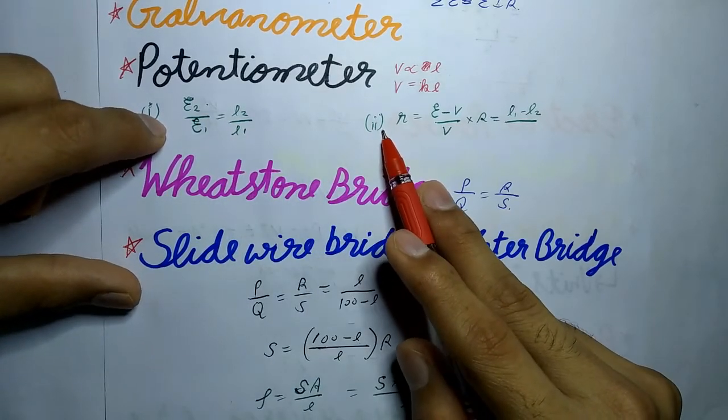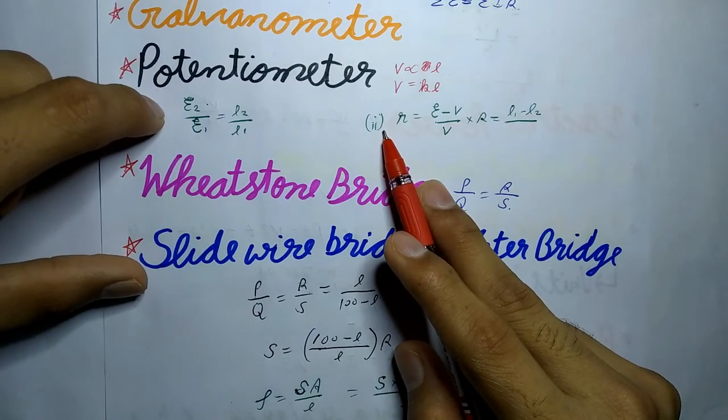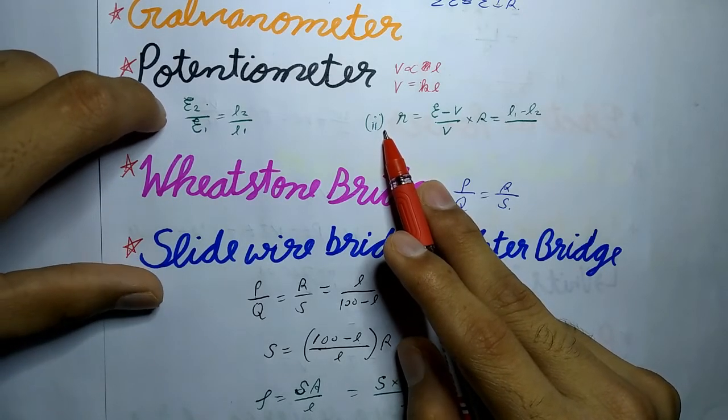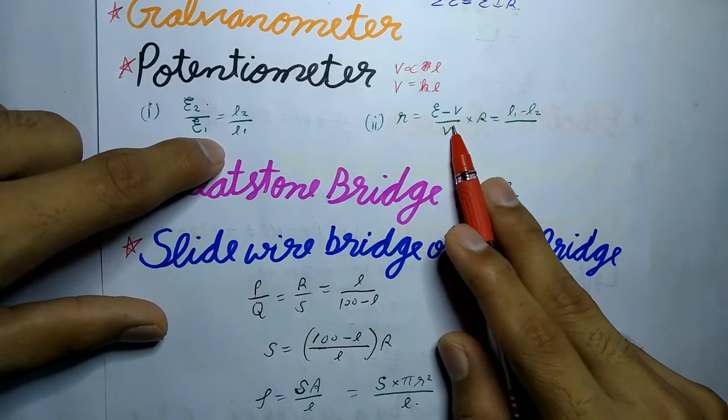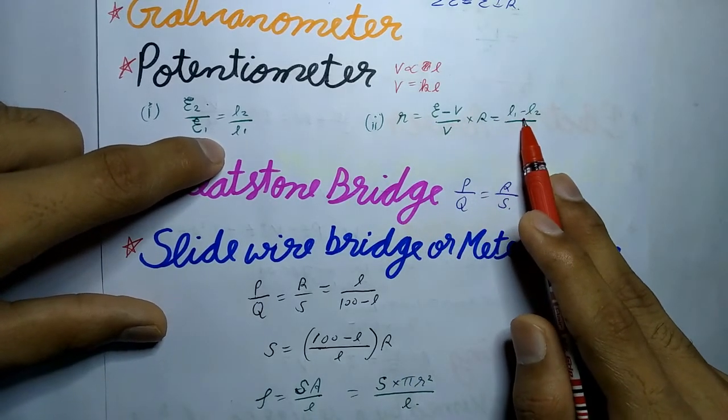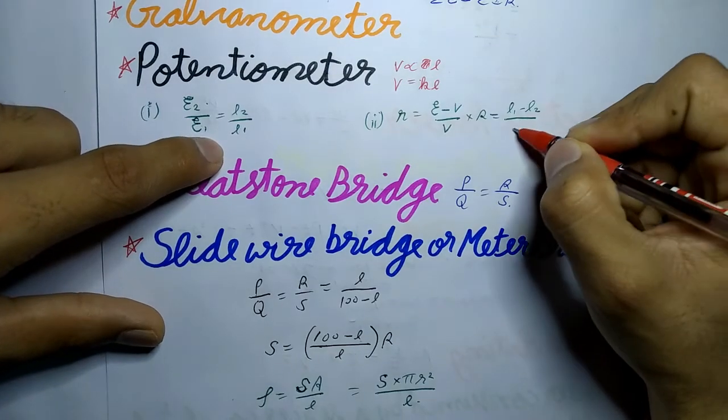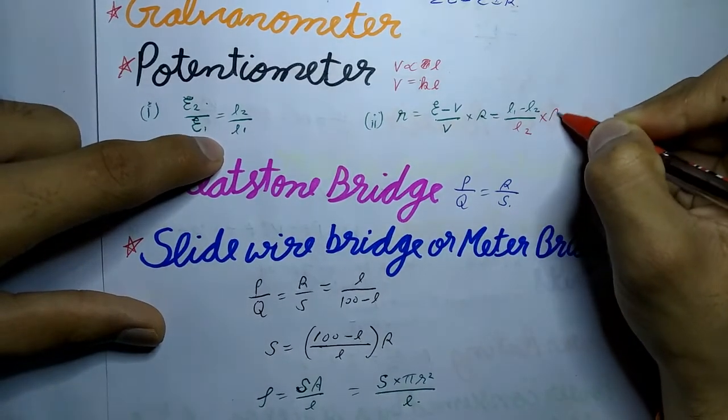And the second use is to find the internal resistance small r of a cell, and its formula is r is equal to E minus V upon V into R, which is equal to L1 minus L2 upon L2 into R.